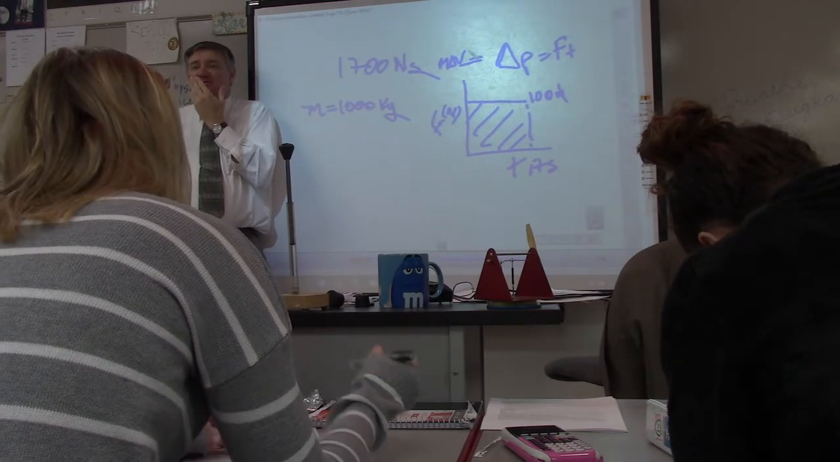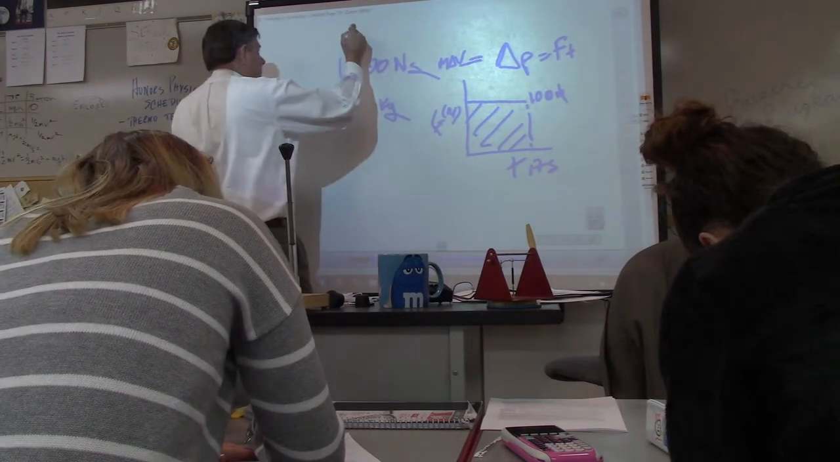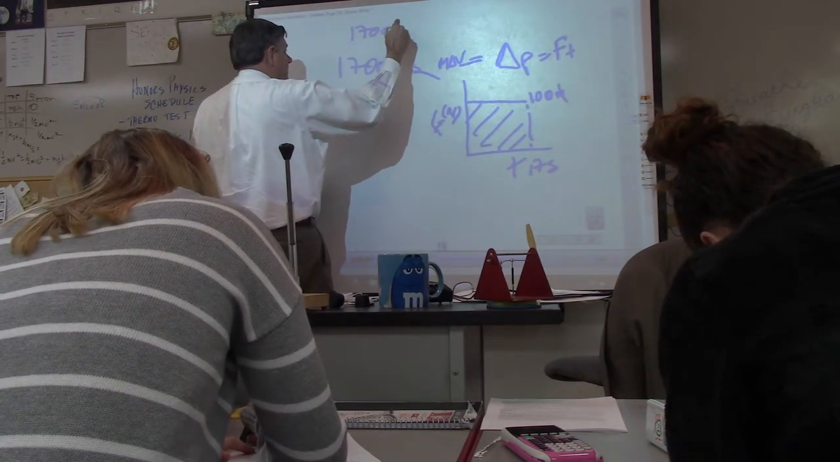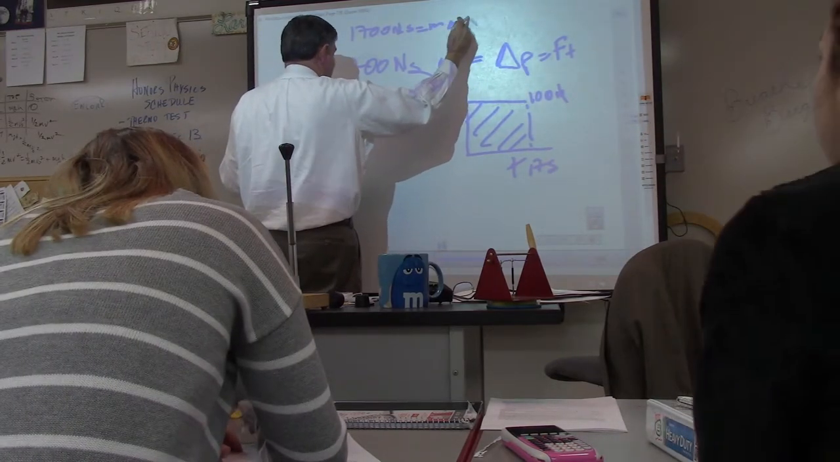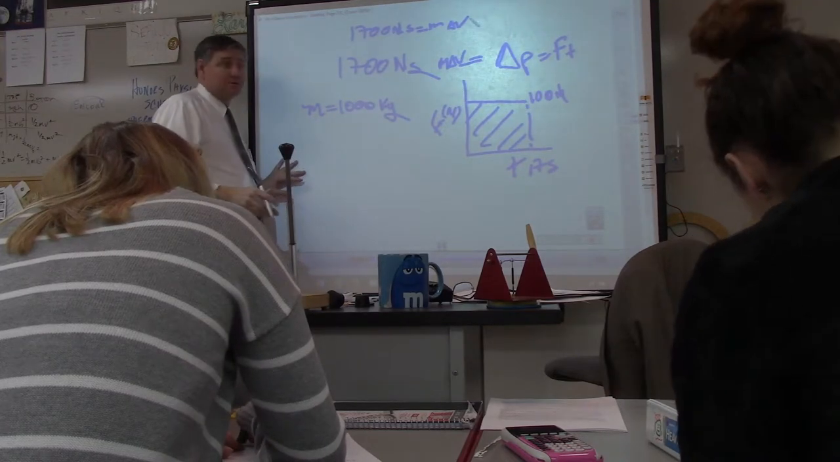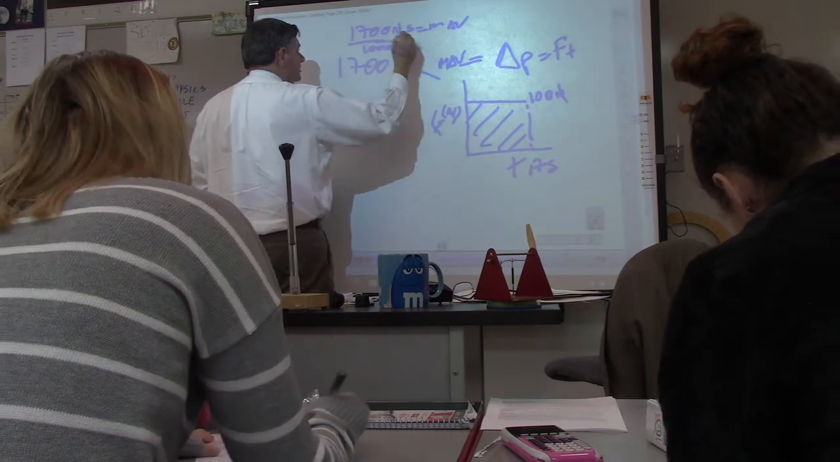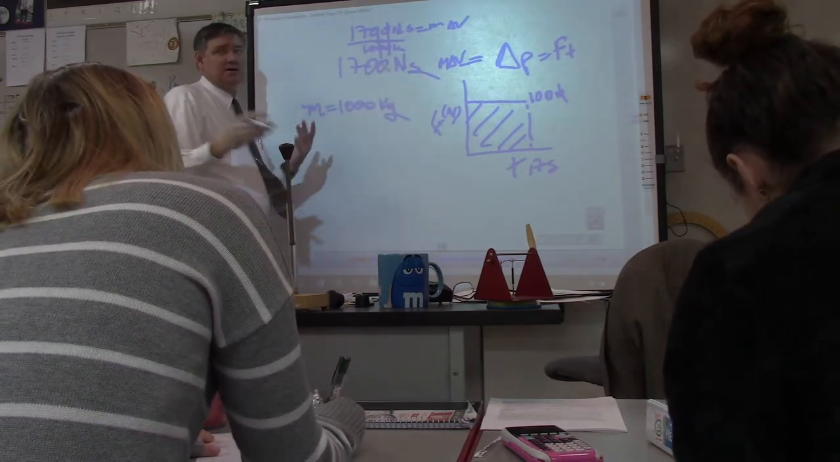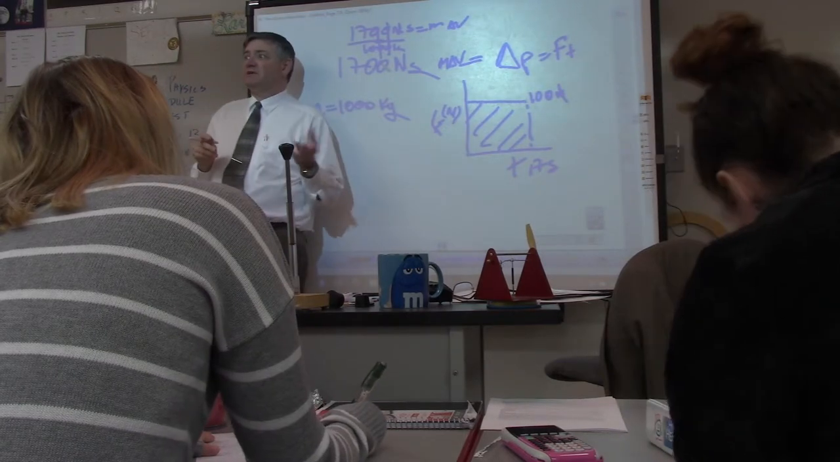Look, here's my 1,700. That's going to equal mass times change in velocity. My mass is 1,000 kilograms, so I divide by 1,000. That's kind of cool, right? My zeros cancel out, I get 17. So my change in velocity is 17 meters per second.